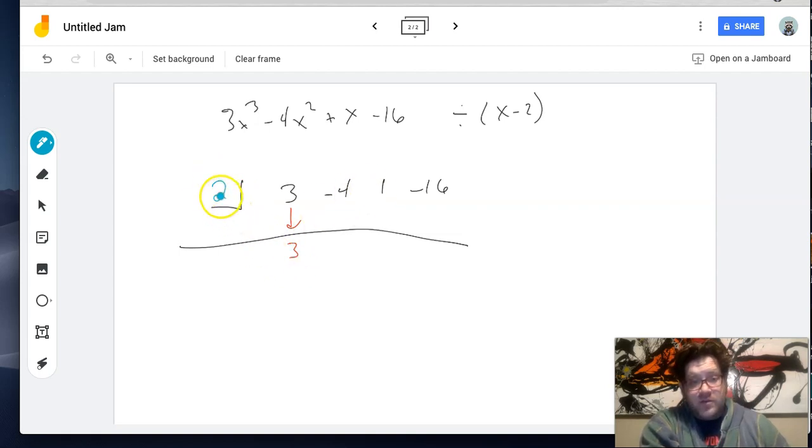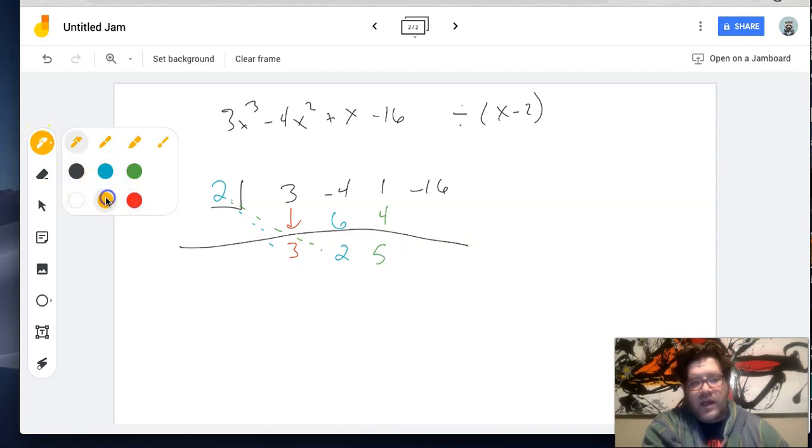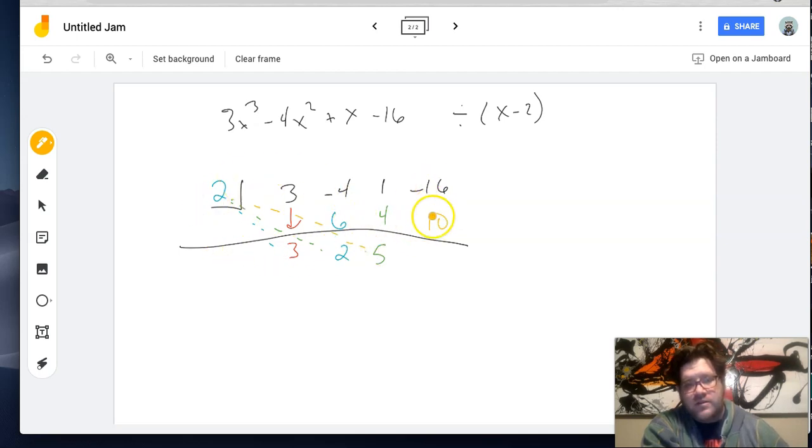Okay, so I'm going to say 2 times 3 gives me a 6. Add those together, and I get a 2, right? Now I'm going to say 2 times 2 gives me 4, right? 1 plus 4, 5. I hate that they always give you ones with remainders right away. It irritates me. 2 times 5 is 10, right? 10 minus 16, we get a negative 6. Okay.